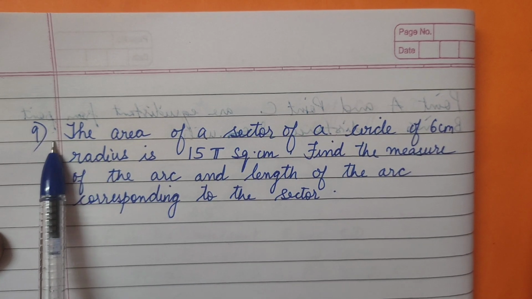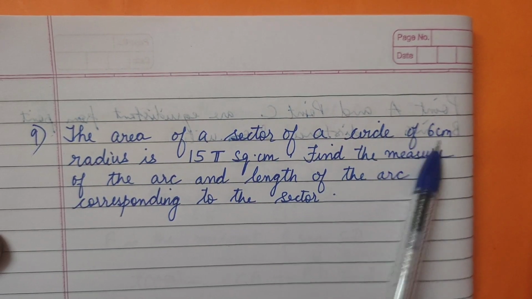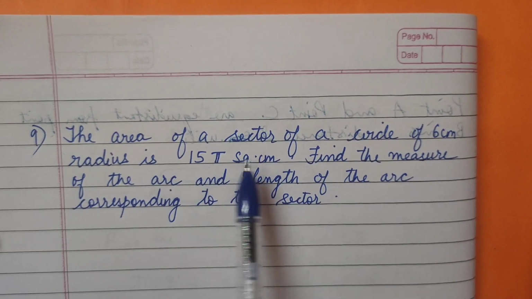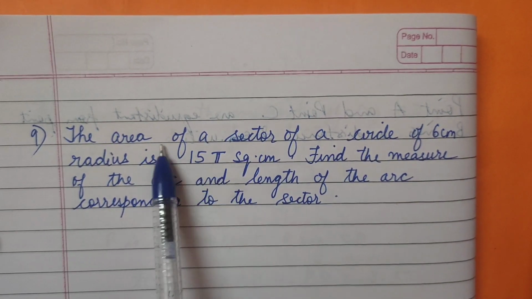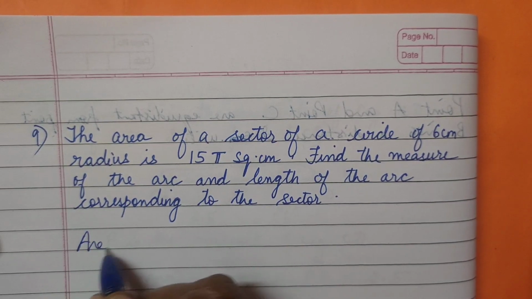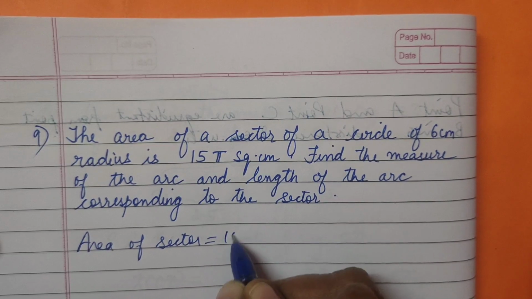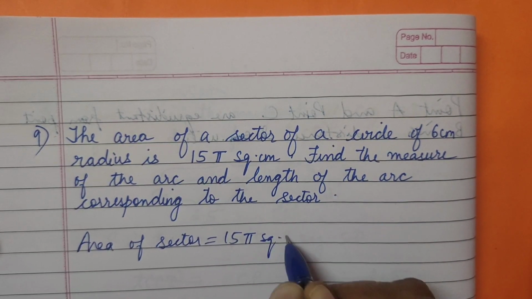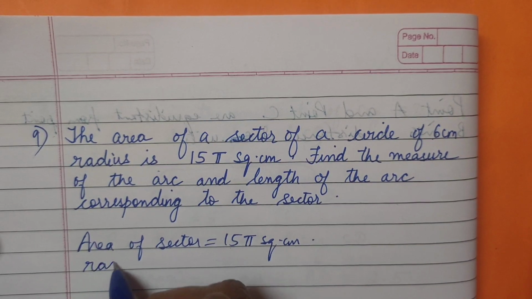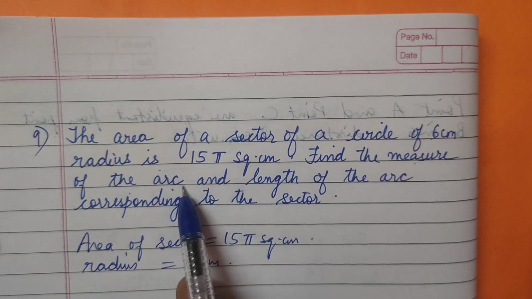Yes, dear. Let's see the ninth question. The area of a sector of a circle of 6 centimeter radius is 15 pi. What is 15 pi? The area of a sector is 15 pi. So we will pick up and write it firstly. Area of sector is equal to 15 pi square centimeter, right? And the radius is 6 centimeter. Find the measure of the arc.